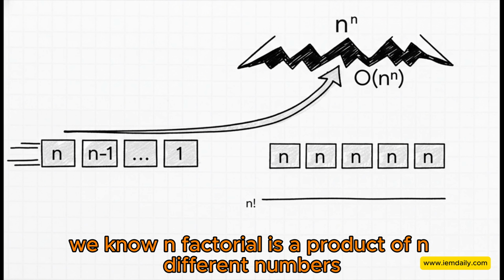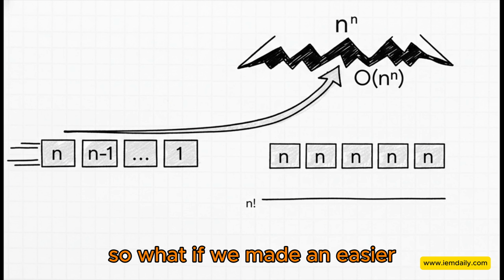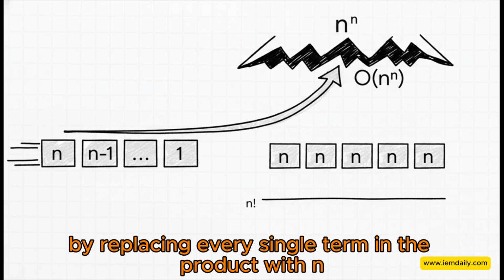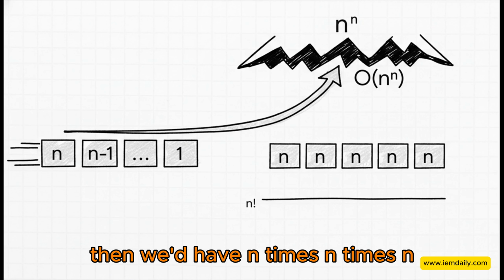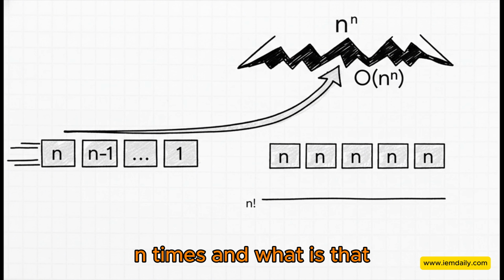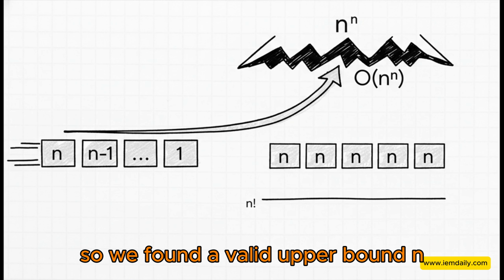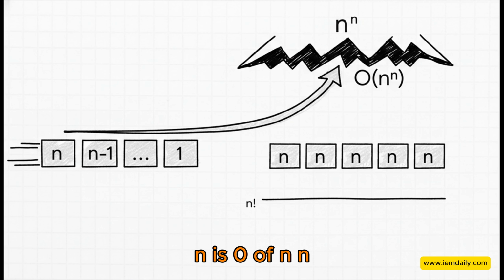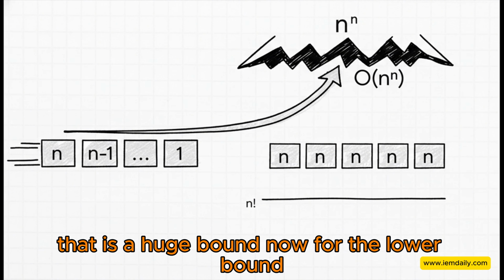We know n factorial is a product of n different numbers. The biggest one in that list is n itself. So what if we made an easier, bigger version by replacing every single term in the product with n? Then we'd have n times n times n, n times. And what is that? It's n to the power of n. So we found a valid upper bound. n factorial is O of n to the n. It's a correct statement, but wow, that is a huge bound.